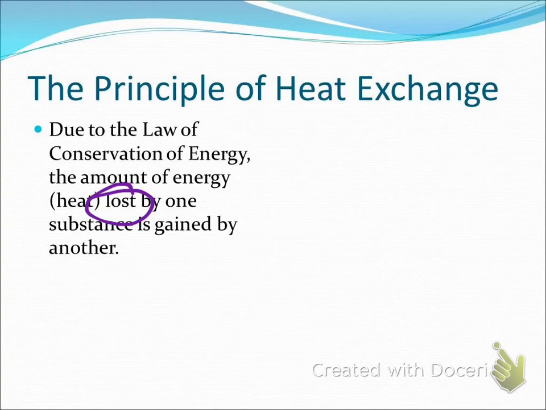So if you had two substances in contact, and one substance was transferring its energy to the other, so we're going from high energy to low energy, then in a perfect system, all that energy is going to be transferred over. We cannot create energy. We're not going to destroy energy. We're actually going to just transfer that energy from one form to another.